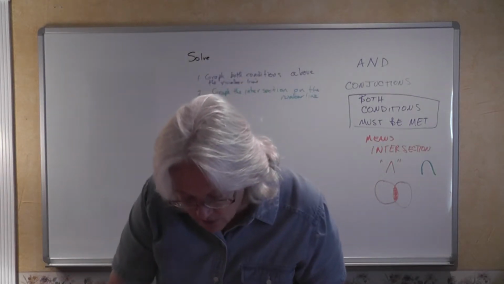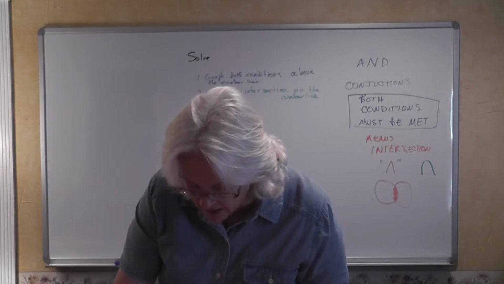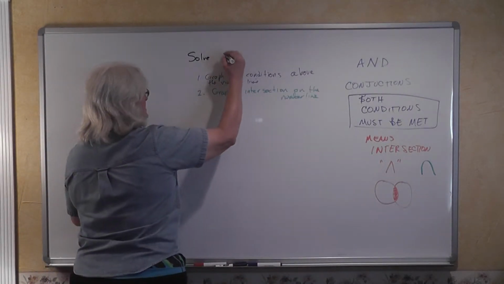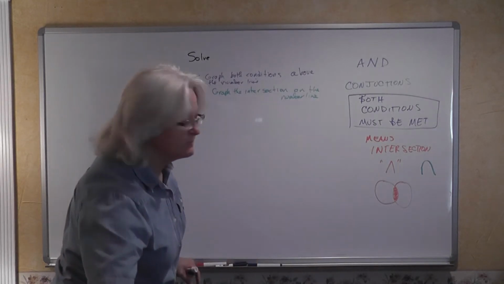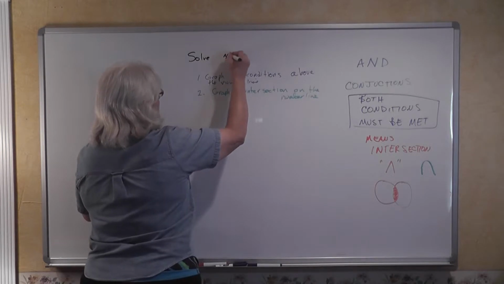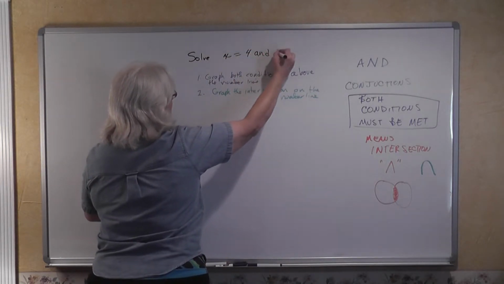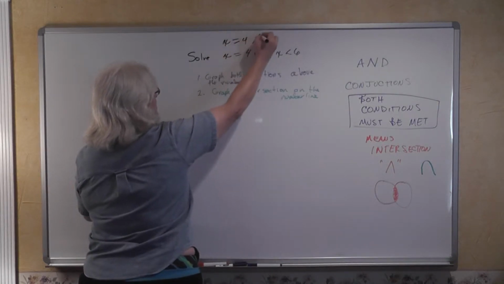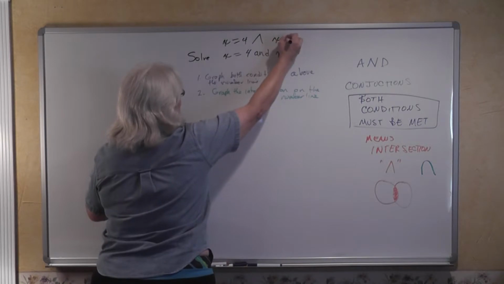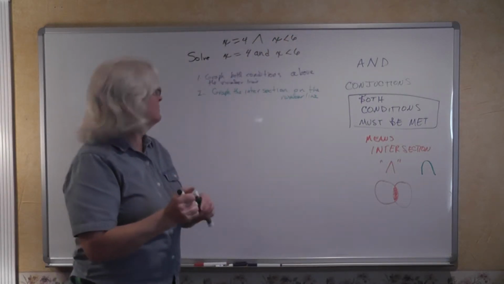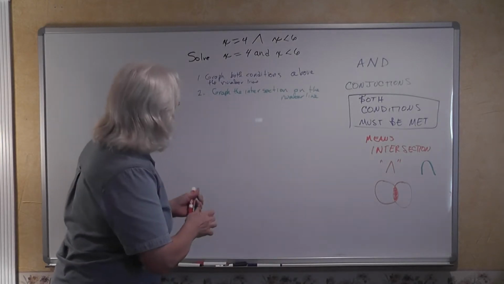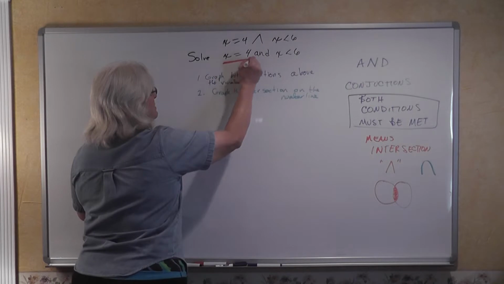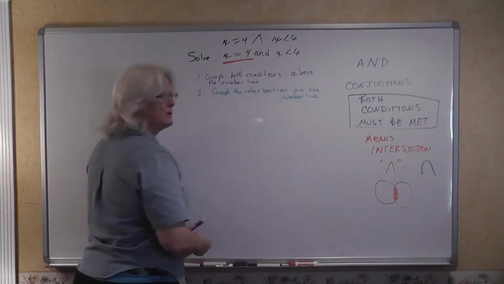We have: solve x is equal to 4 and x is less than 6. They want you to rewrite this just simply saying x is equal to 4 with your triangle thingy, pointy thing, I'm not sure what that's called, and x is less than 6. So what are we going to do? We're going to graph both conditions above on the number line. The first condition we're going to graph in red. The second condition we're going to graph in blue.